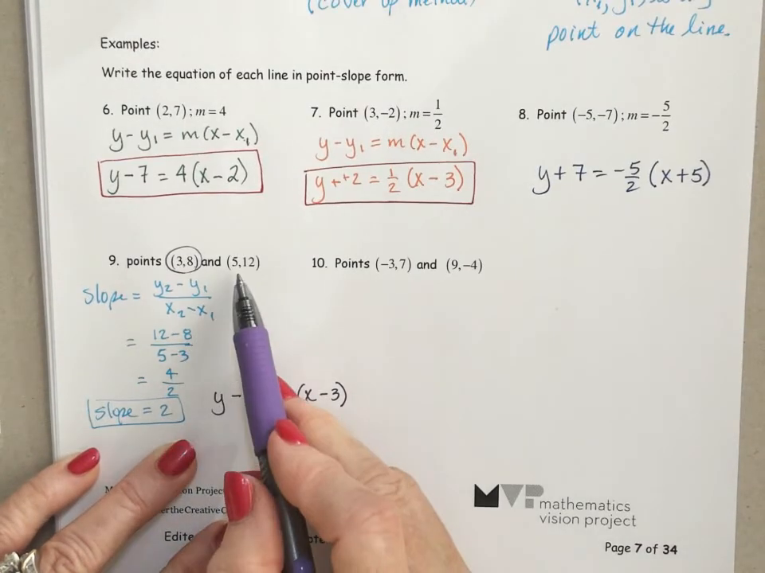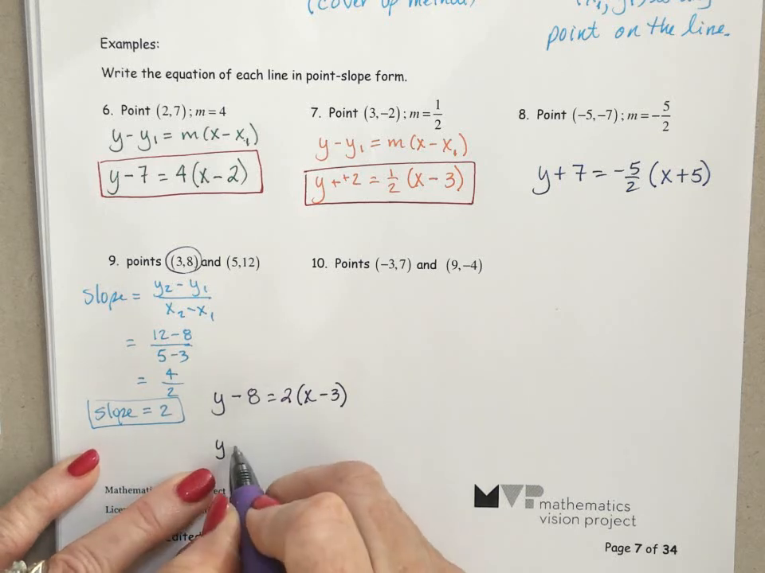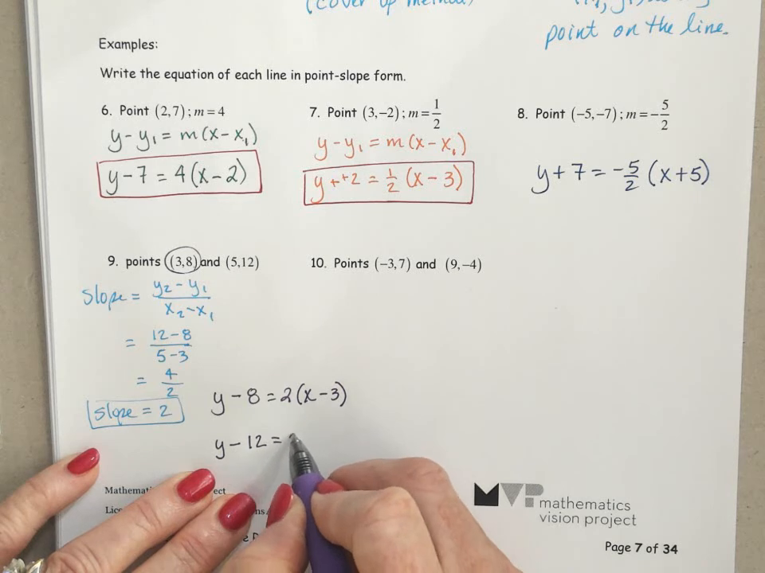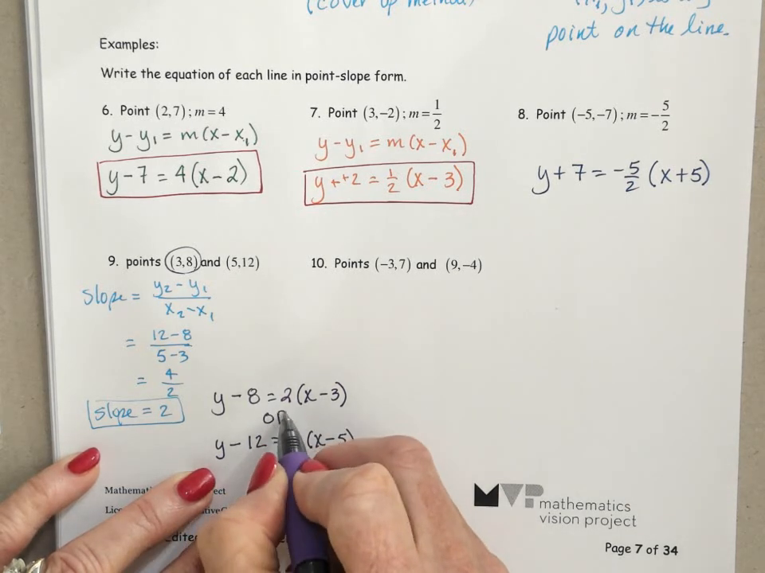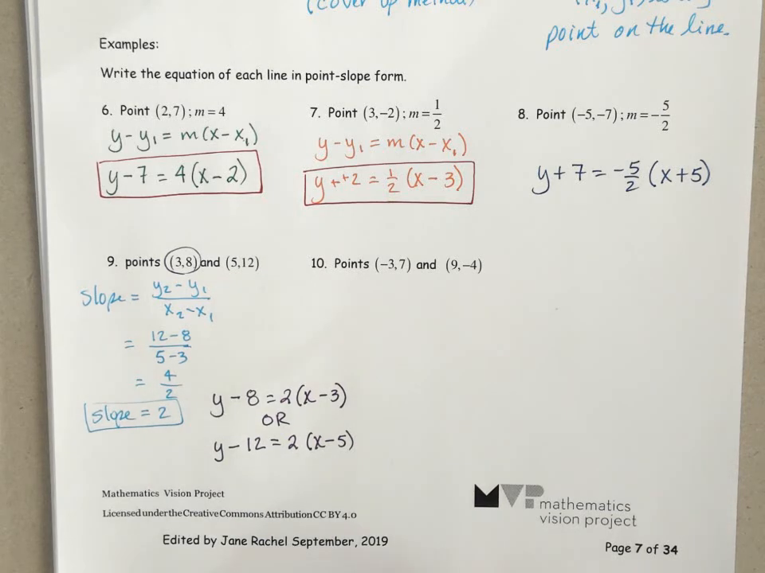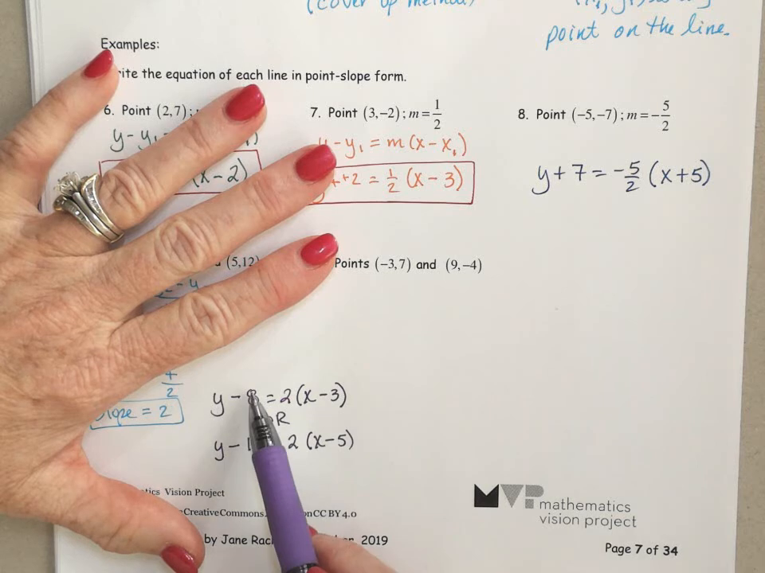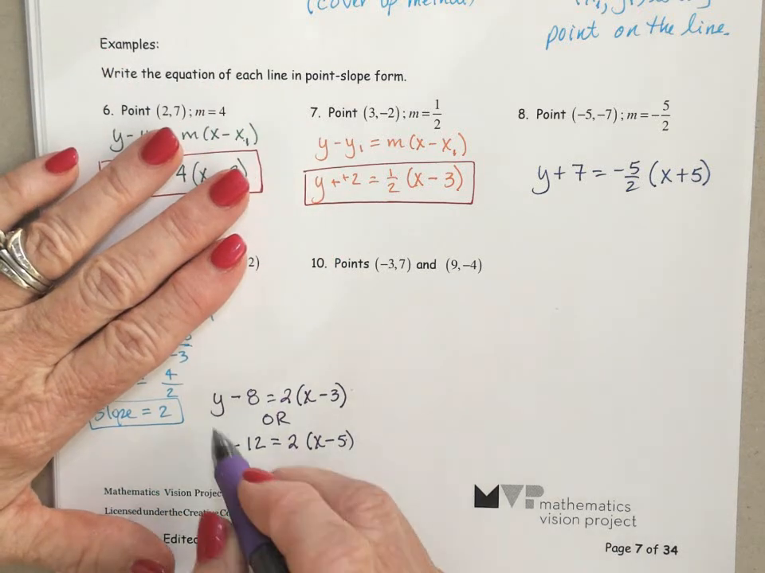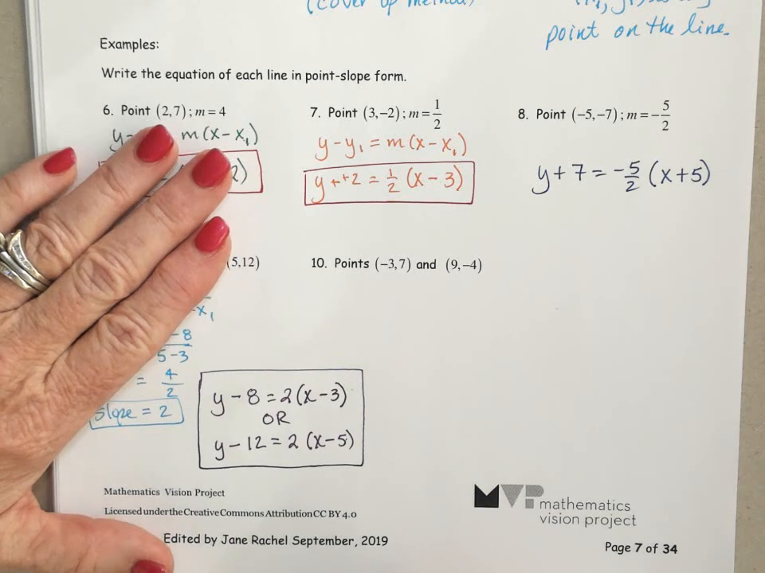Now, maybe you wanted to choose the other point. If you choose the other point, it would have been y minus 12 equals 2 times x minus 5. They look very different, but they are actually equivalent. If you were to distribute this 2 through, and then move the 8 over, distribute the 2 through down here, move the 12 over, you would get the same answer. You don't have to give both, either one of those is correct.